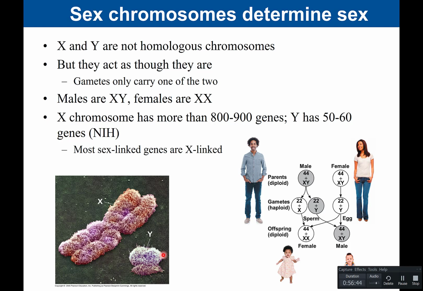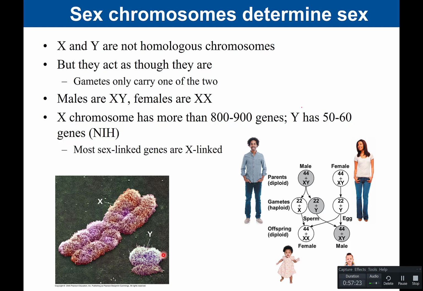Gametes will only carry one of the two. So the gametes are only going to contain either the X or the Y. Males are XY. Females are XX. Now, if we look at the types of genes on those chromosomes, the X chromosome contains between 800 and 900 genes, and the Y has about 50 to 60 genes, according to the National Institutes of Health. So notice that the X has a lot more genes than the Y.